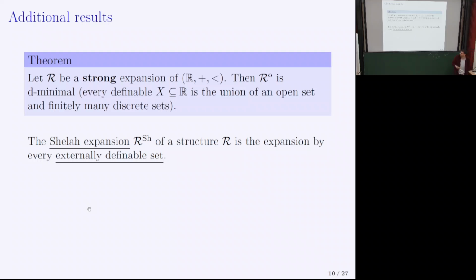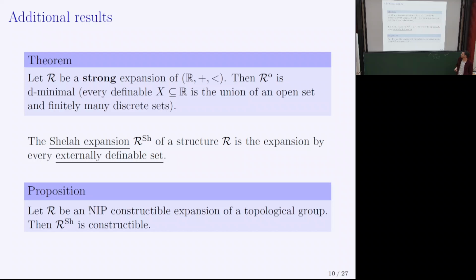So what I wanted to mention here is, if R is an NIP constructible expansion of a topological group, then the Shelah expansion is still constructible. Having said that, I've been wondering this week actually whether there is any case over the reals of any constructible structure where the Shelah expansion is not just itself, where it adds meaningful new sets. Okay.